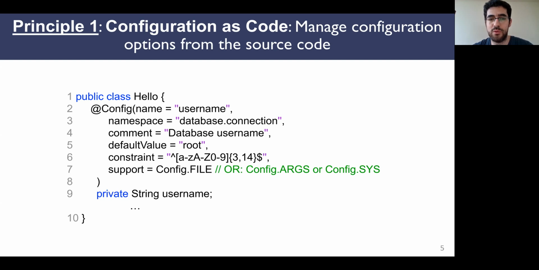For example, if you want to say that username is an option that can be changed by a user, we just add the annotation as config that defines all the metadata related to that option, such as the name, the comment that describe it, the default value or constraint, and where is this option.